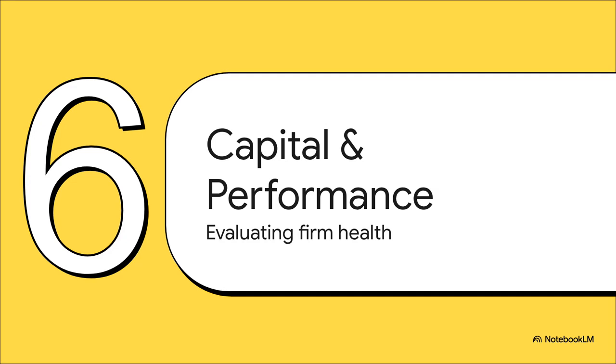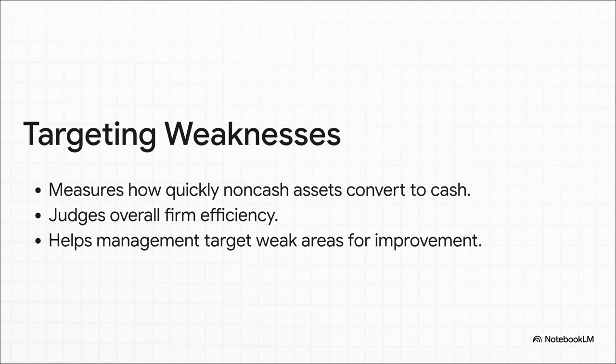Finally, let's wrap up with Section 6, working capital and performance. So why do financial analysts care so much about this metric anyway? Well, understanding this cycle lets managers pinpoint exactly where working capital is stagnating. If the cycle is too long, management can isolate the problem. Is the inventory turnover ratio too low? Are we carrying obsolete stock? Or are we just giving customers way too much time to pay? Breaking the cycle down into its two components lets you target those specific weak areas for immediate improvement.